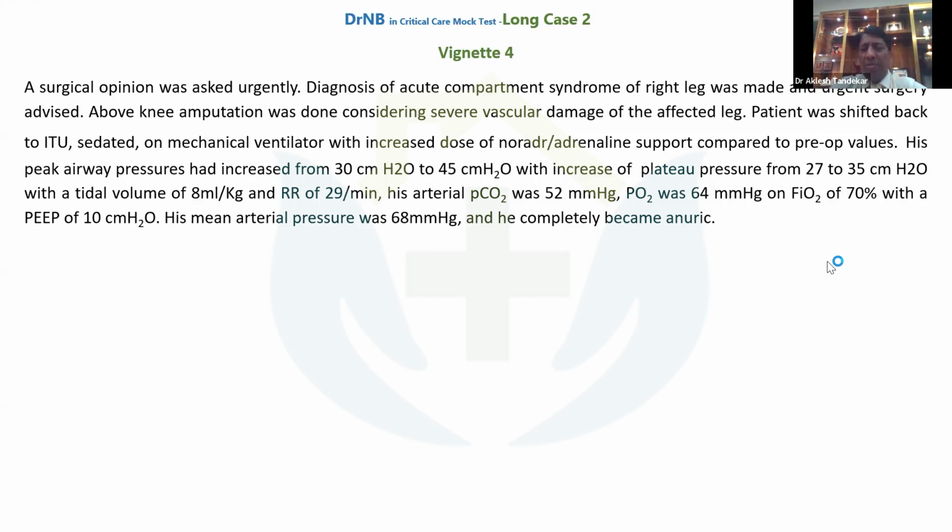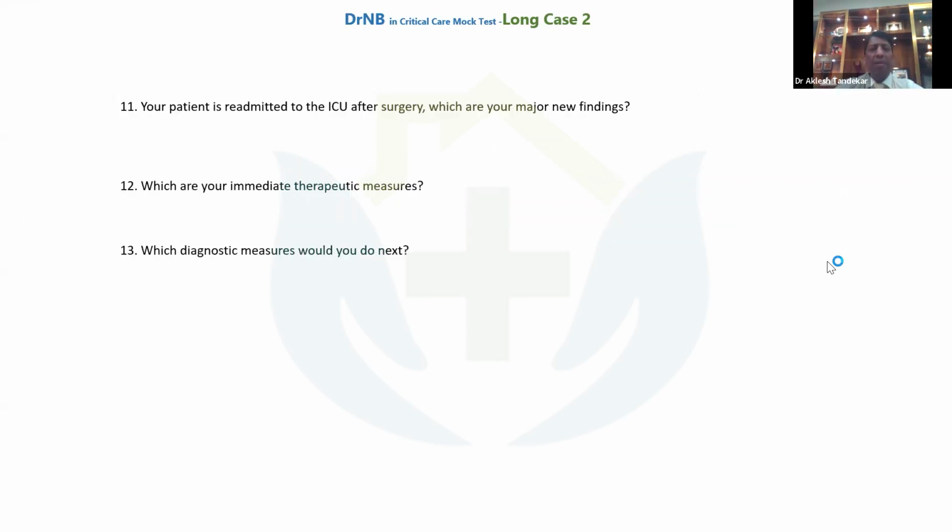and his arterial PCO2 was 52. PO2 was 64 on FiO2 of 70%. His PEEP requirement was also 10 centimeters of water, and his mean arterial pressure was 68 millimeters of mercury. And he remained completely anemic. So now this patient is readmitted to ICU. What are your major challenges here in this patient, and new findings that you see?